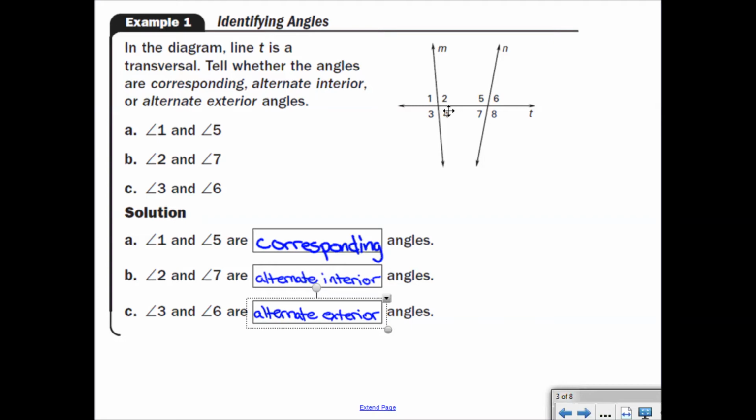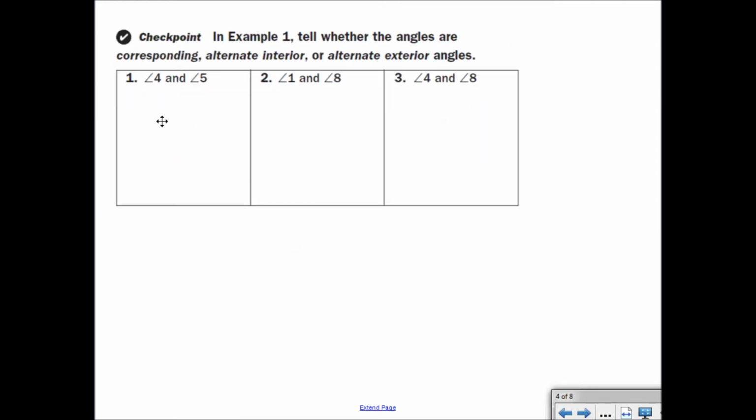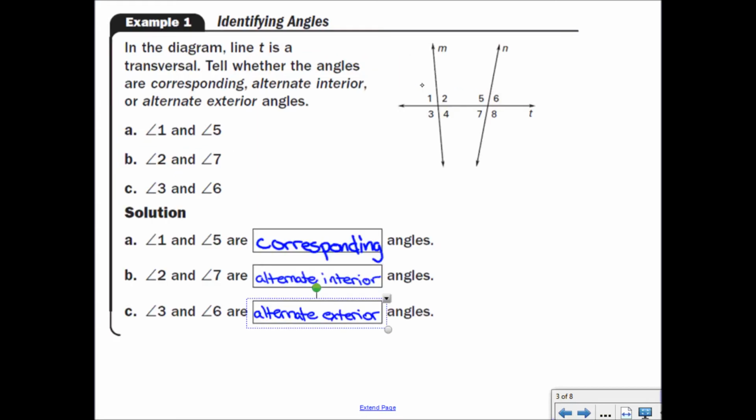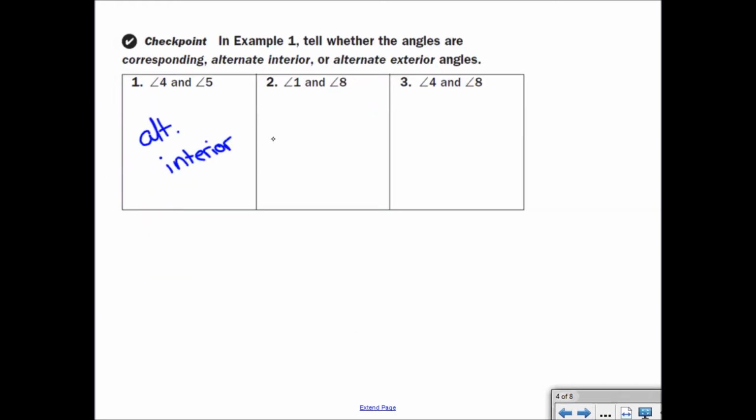Angle 4 and angle 5 are on opposite sides of the transversal, so that makes them alternate. They are on the inside of our two lines, making them interior, so they are alternate interior angles. Angle 1 and angle 8 are on opposite sides of the transversal, so there's the alternate, but on the outside of our two lines, so they are alternate exterior.